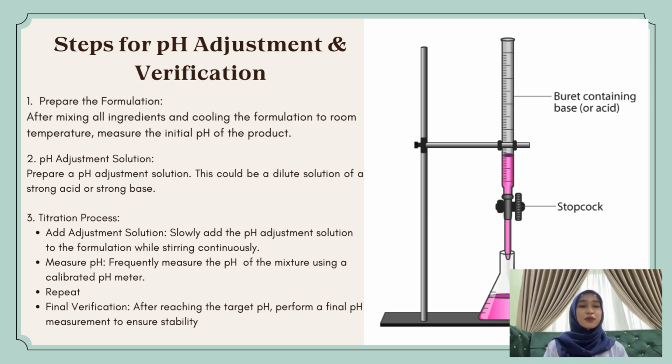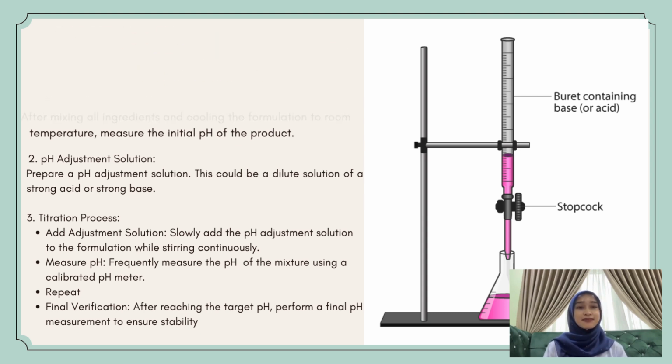Third, titration process. Add adjustment solution. Slowly add the pH adjustment solution to the formulation while stirring continuously. Measure pH. Frequently measure the pH of the mixture using a calibrated pH meter, and then we need to repeat. And final verification. After reaching the target pH, perform a final pH measurement to ensure stability.